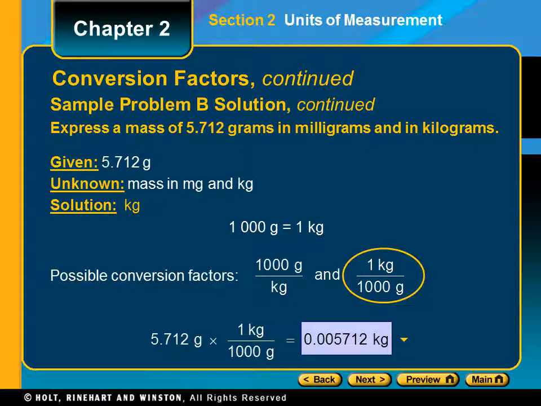You set up the problem, 5.712 kilograms times 1 kilogram over 1,000 grams. Notice again your grams cancel out, your kilograms carries over into the answer. You do your math, which ultimately this time is going to be 5.712 divided by 1,000, and you get your answer.